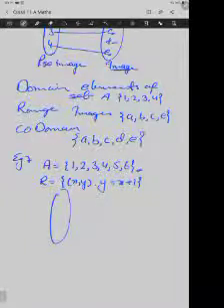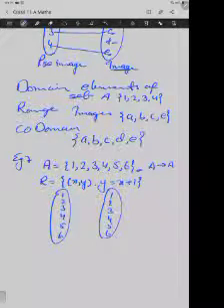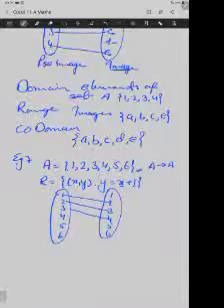So pre-images 1, 2, 3, 4, 5, and 6. Image set again 1, 2, 3, 4, 5, 6, because it is said as A to A, we need to take the set from A to A. It means when you are taking 1, it will be 1 plus 1, 2. When you are taking 2, it will be 3. When 3, then 4. When 4, then 5. When 5, then 6. 6 and 7 cannot be there.